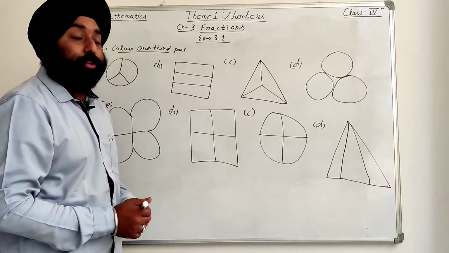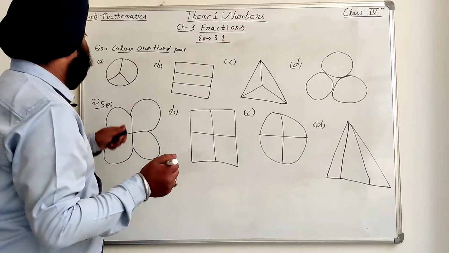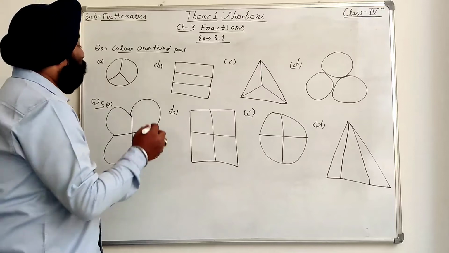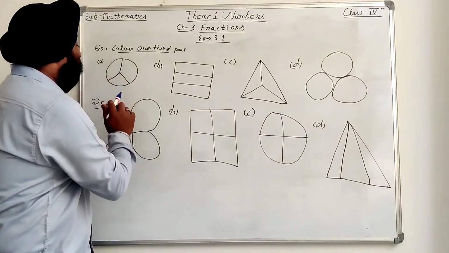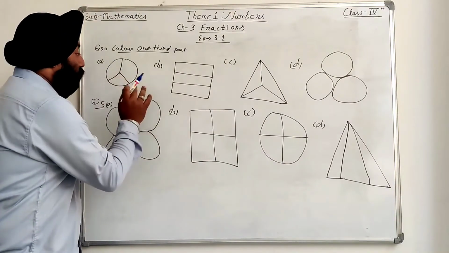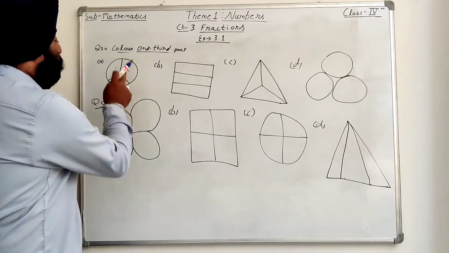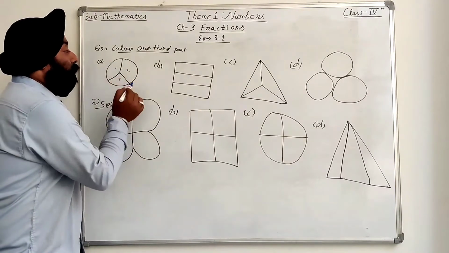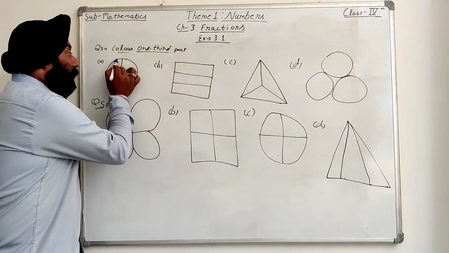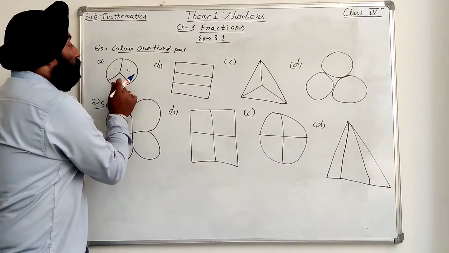Now our third question is to color one third part. So we have to color one part out of three. The circle is divided into three equal parts. So we have to divide it into three parts.